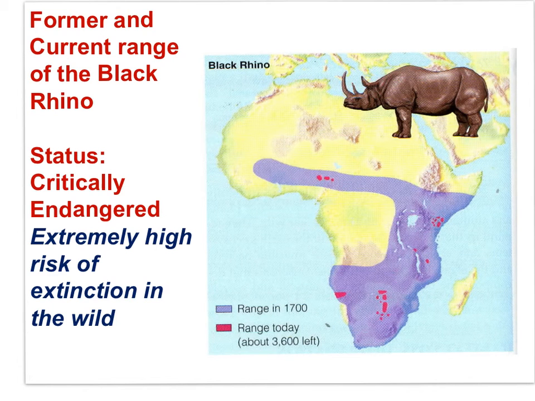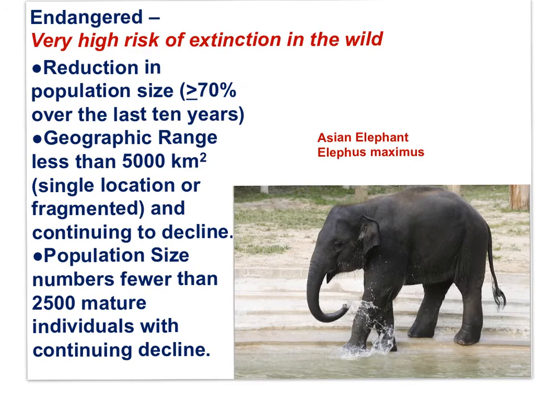The black rhinoceros is critically endangered due to habitat loss. You can see how limited its distribution is today and how widespread it was just 300 years ago. Habitat loss and poaching has pushed the rhino to the brink of extinction.